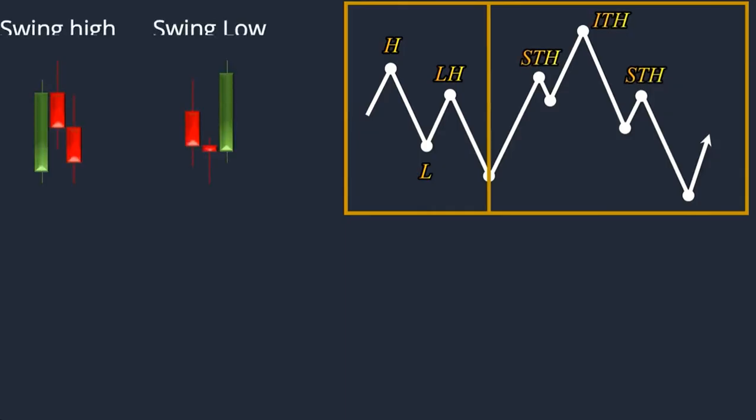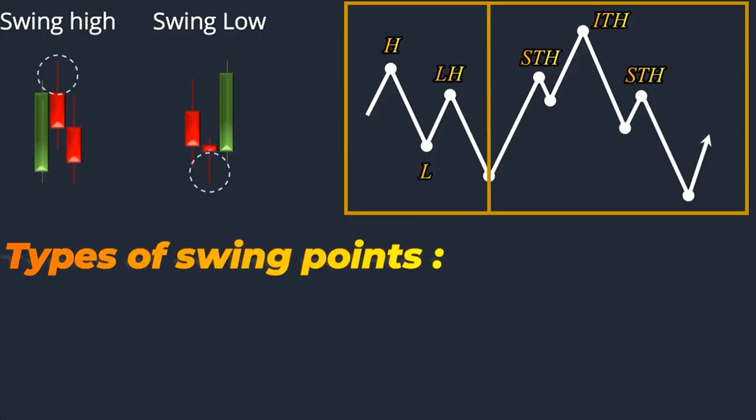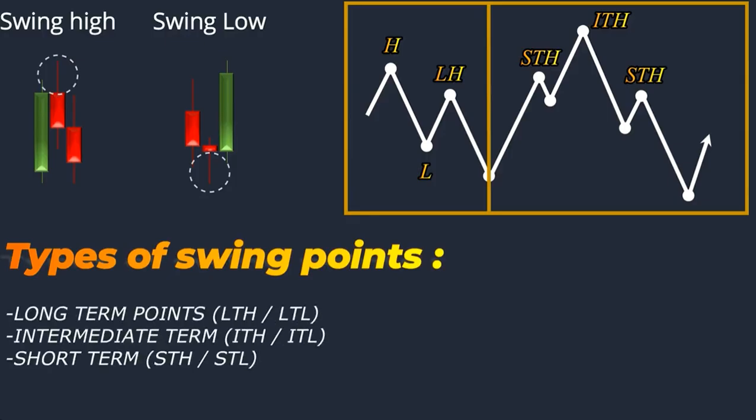Unlike previous ones that focused only on highs and lows, this is based on swing points. Swing points are identified by three candle formations. In a swing high, the middle candle has the highest upper wick compared to the first and third candles. In a swing low, the bottom wick of the first and third candles is higher than the bottom wick of the middle candle. There are three types of swing points in advanced market structure: long-term points, intermediate-term points, and short-term points.